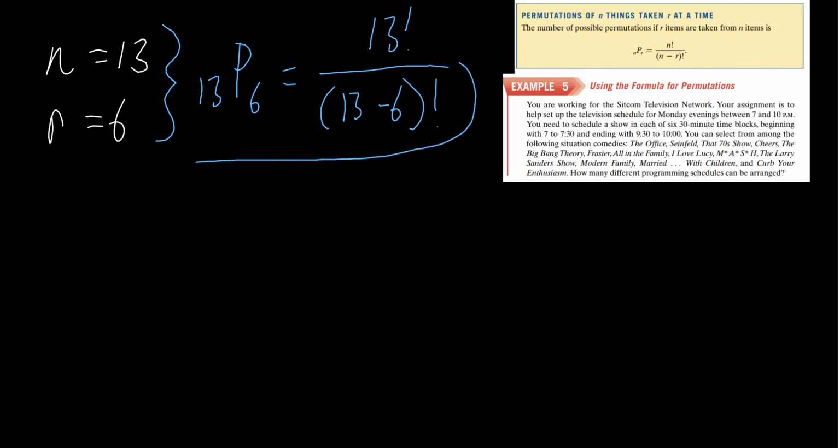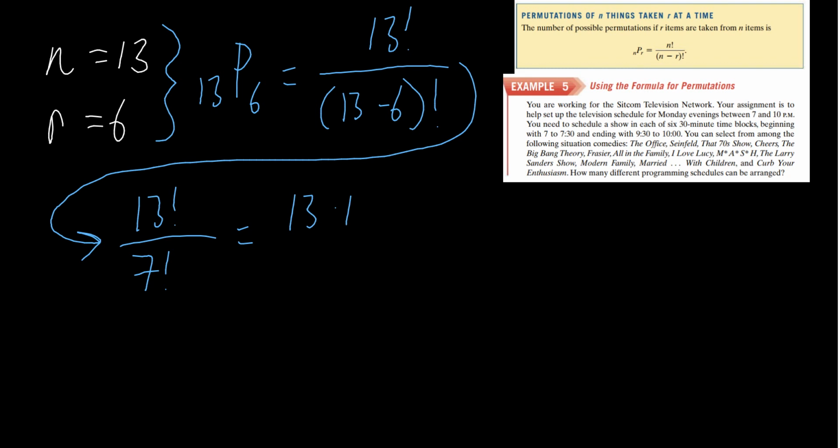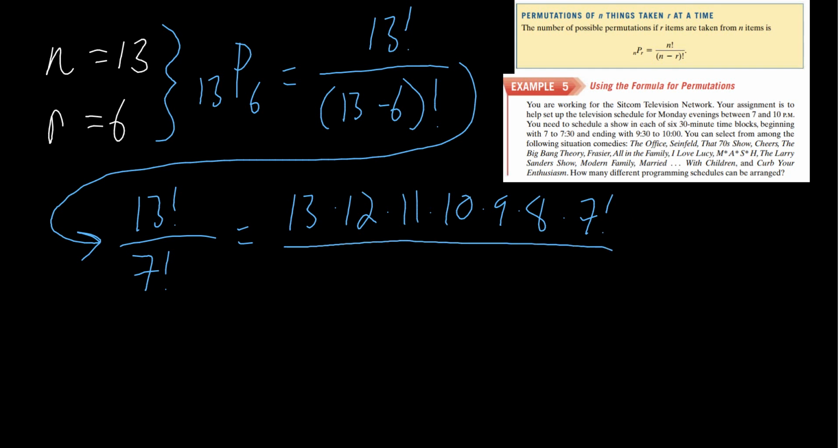Okay, and let's push this down here. So 13 minus 6 is 7, so we're going to end up with 13 factorial over 7 factorial, which we can write as 13 times 12 times 11 times 10 times 9 times 8 times 7 factorial, because that 7 factorial just basically means 7, 6, 5, 4, 3, 2, 1. But we're not going to write that because we're going to cancel it with my denominator there. Okay, and canceling the 7 factorials, we're left with 13 times 12 times 11 times 10 times 9 times 8.